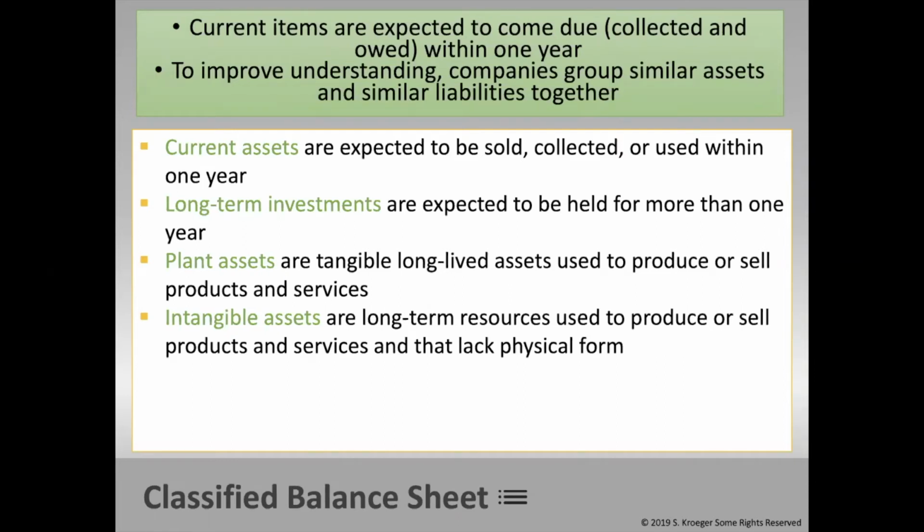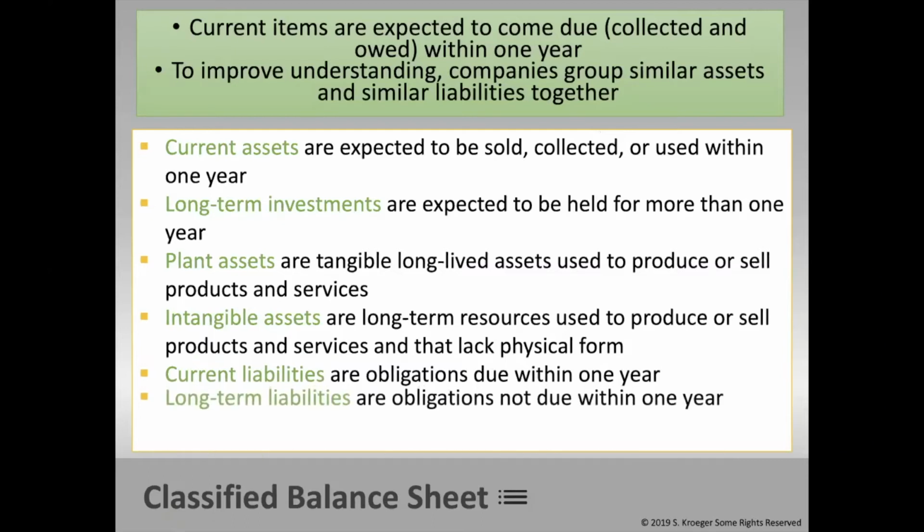Now we will go over the subcategories for the liability accounts. First, we have current liabilities. These are obligations due within 1 year. Next, we have long-term liabilities. These are obligations not due within 1 year. So for the liabilities, if it is due in under a year, it is current. And if it is due in over a year, it is long-term.